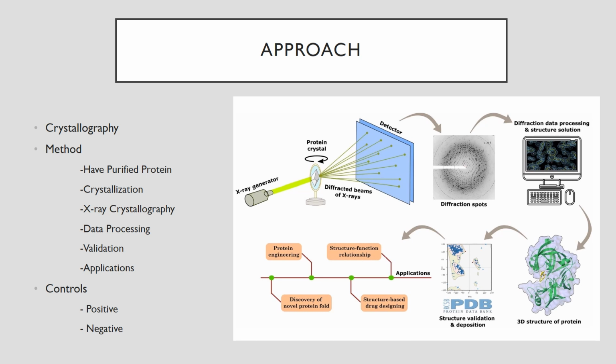And then there are a few controls in this method, but for time's sake, I will be discussing the positive and negative. A positive control for this method includes using the same method for your specific purified protein, but instead using a well-known characterized protein. And then the results should match that, ensuring that the results are accurate and reliable. Another control is a negative control, and this is using a crystal that is known to have no diffraction produced and ensuring the outcomes match this, and this helps eliminate experimental errors.